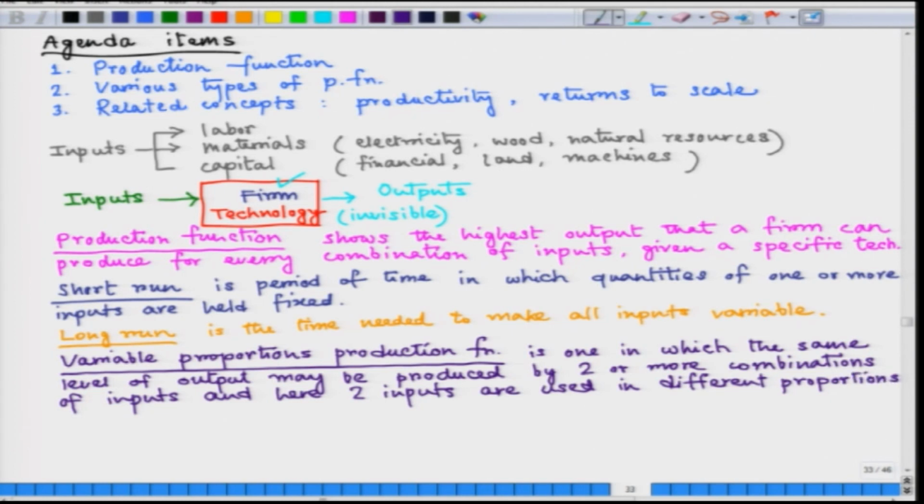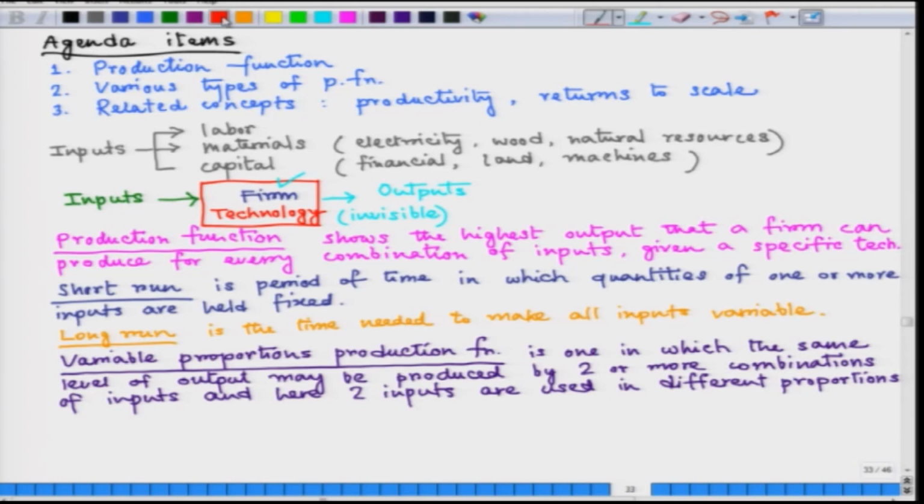So, now we are going to study variable proportions production function in greater details mathematically. Now, we are going to introduce 3 related concepts known as total product curve, average product curve and marginal product curve.